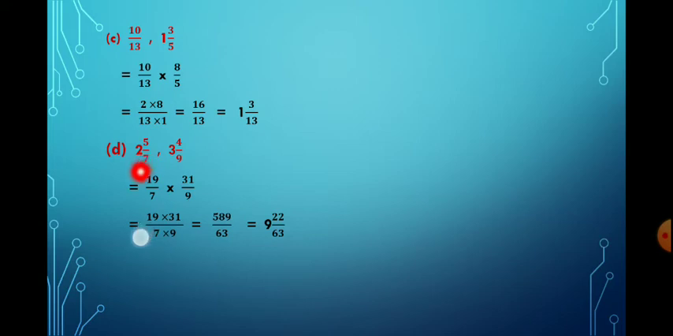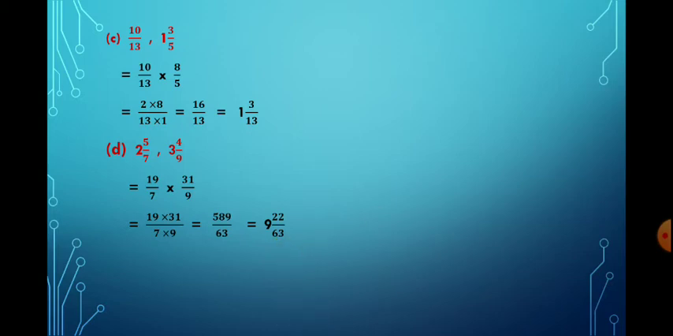Number D, 2 5/7 and 3 4/9. So we can write it as 7 2s are 14 plus 5 is 19/7 multiplied by 9 3s are 27 plus 4 is 31/9. Now cancellation of any of the terms is not possible. So we'll write it as 19 multiplied by 31 divided by 7 multiplied by 9, which is 589/63. And since it's an improper fraction, we can write it in the form of a mixed fraction, that is 9 22/63.